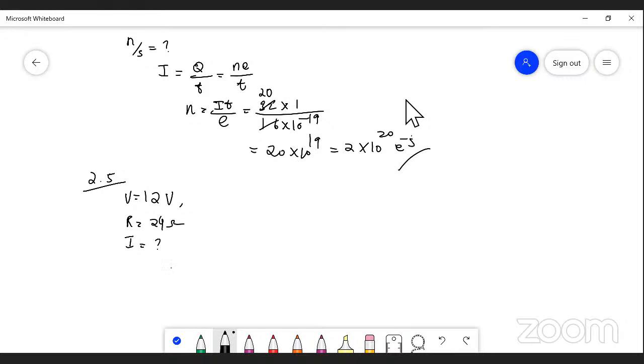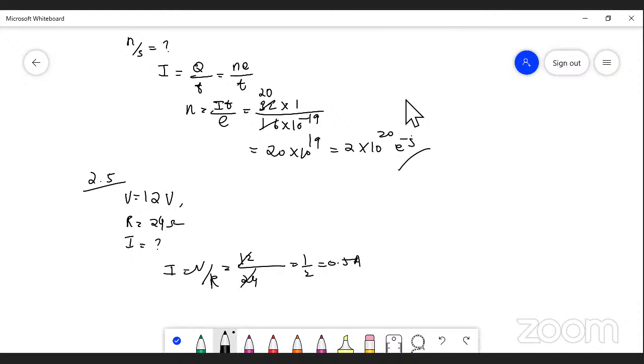By Ohm's law, we can write I equals V divided by R. V is 12, R is 24. So when you cancel this out, you will have 1 by 2, which is 0.5 ampere. So 0.5 ampere current will flow through the metallic conductor of resistance 24 ohm when it is applied with a potential difference of 12 volt. So these are the problems which are related to Ohm's law.